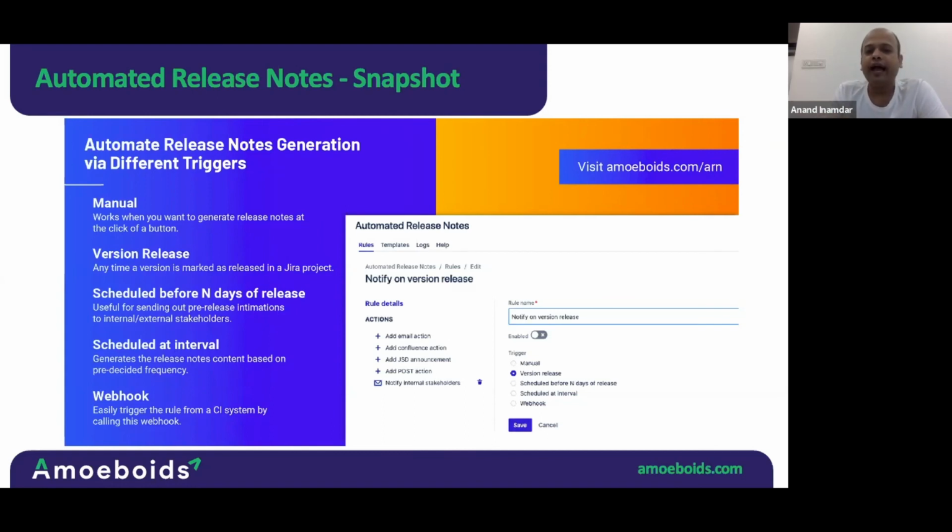So given that the app relies on JQL, the Jira query language, it's not really restricted to the release notes themselves. We have seen our customers using this for generating weekly status reports, daily status reports as well. Because at the end of the day, the app is working on the concepts of JQL.